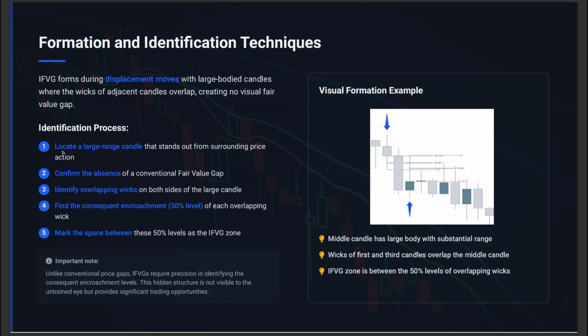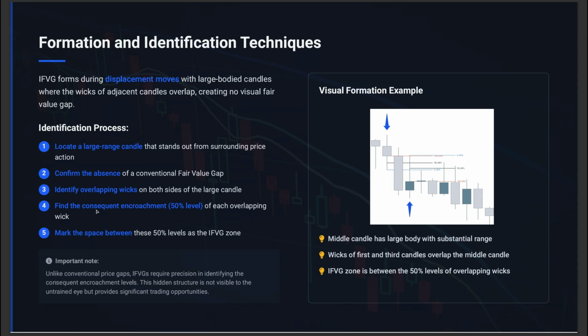Number one, you locate a large range candle that stands out from the surrounding price action. Keywords here: surrounding price action. Number two, confirm the absence of a conventional fair value gap. So you don't see a fair value gap, basically. Number three, identify overlapping wicks on both sides of the large candle. It has to be a fairly large candle.